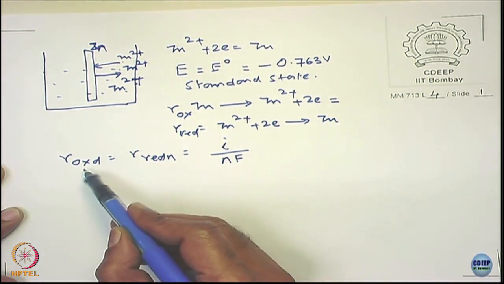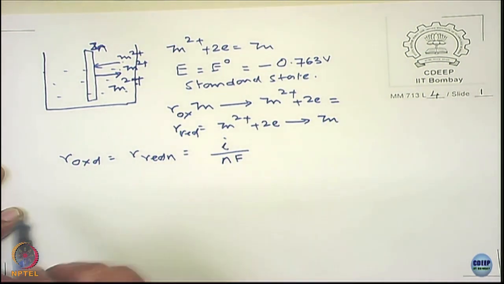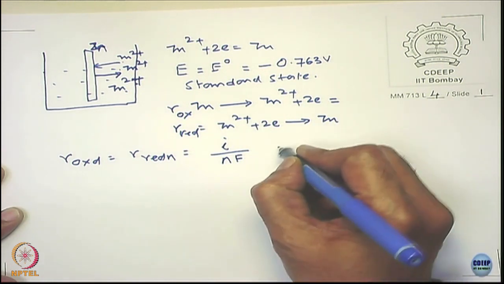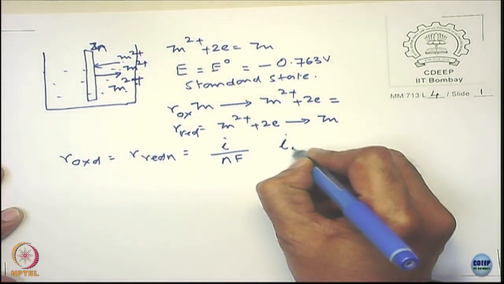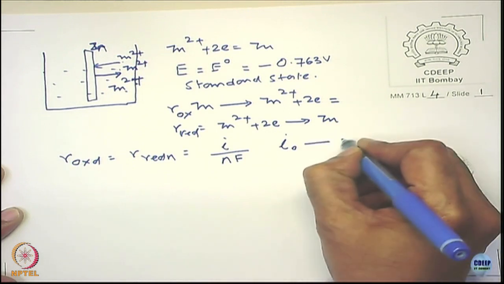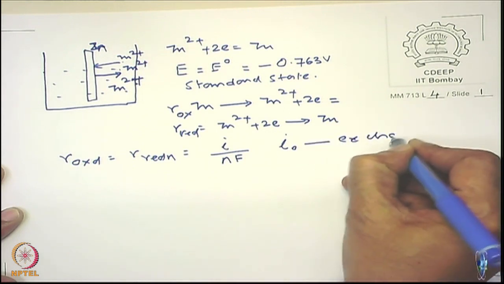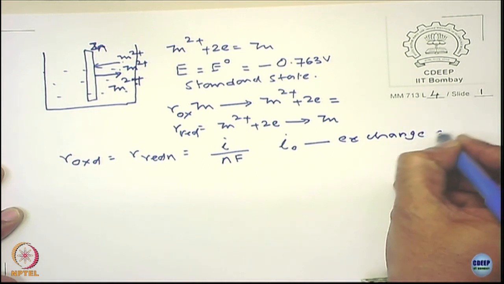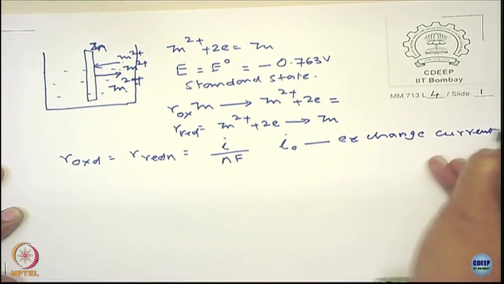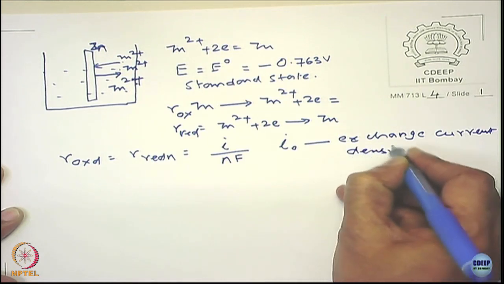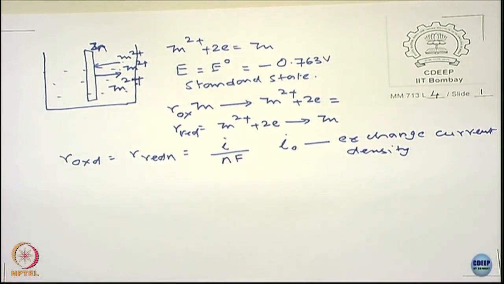Since the rate of forward equals the rate of backward, this current is termed as exchange current density. Am I right? We saw this in the previous class. What is the unit of current density? Amperes per unit area, right? Okay. So, that you know.